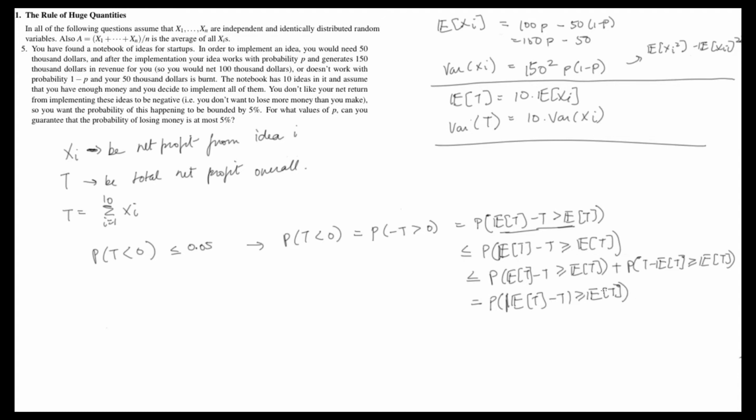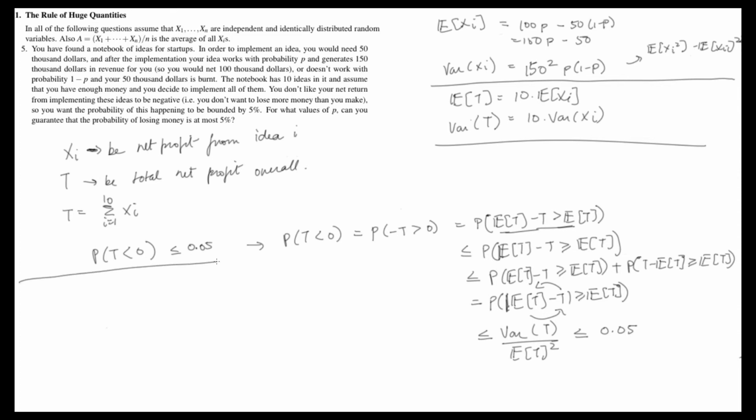Now this is just what you are used to seeing in terms of Chebyshev's inequality, except those two are flipped around, but since it's the absolute value sign, it doesn't really matter. Now this, from Chebyshev's inequality, is less than or equal to variance of t divided by expectation of t, the whole squared, and this we want to bound by 0.05.